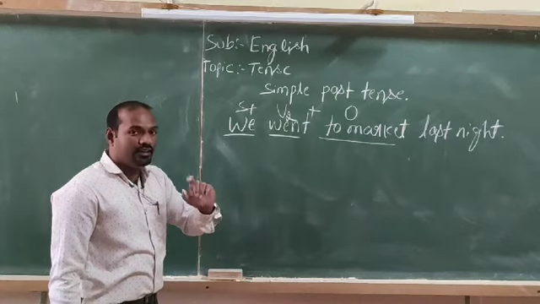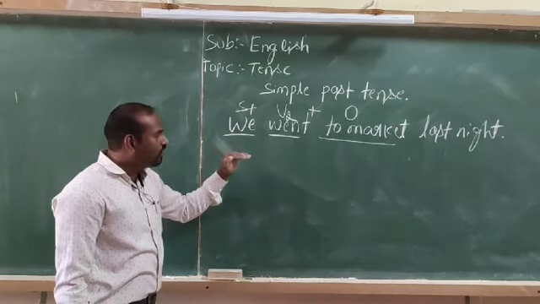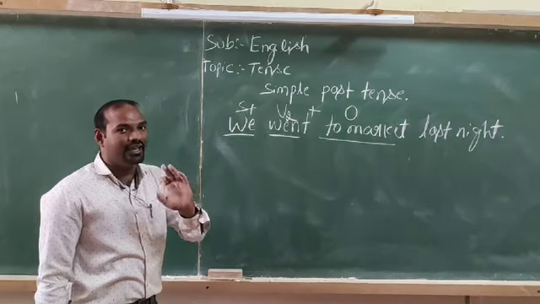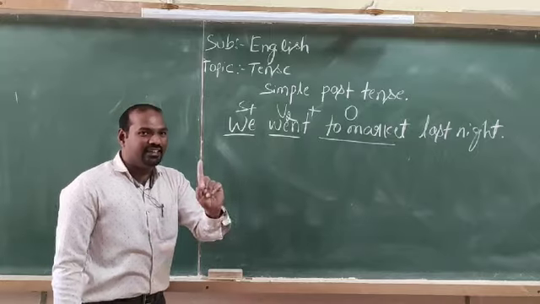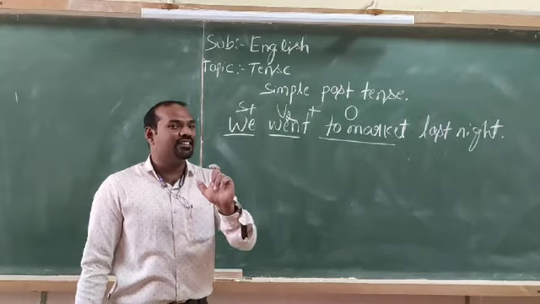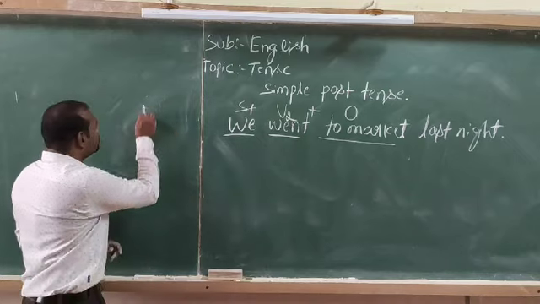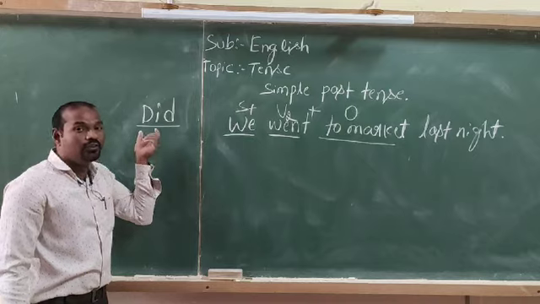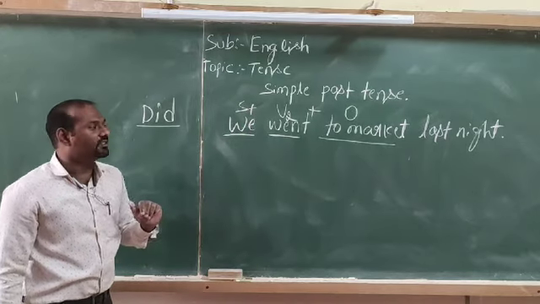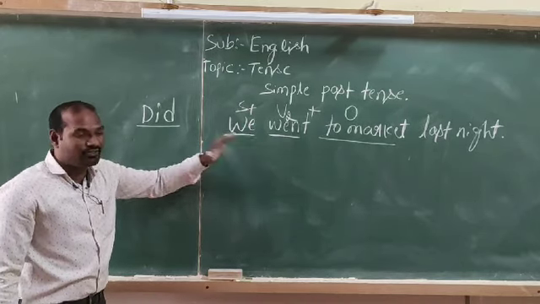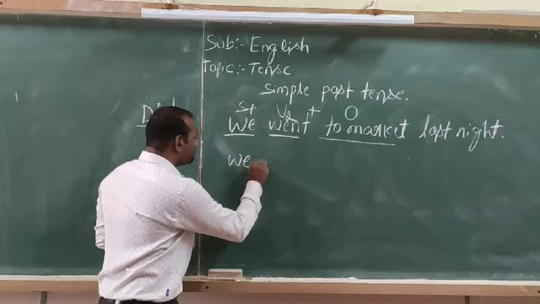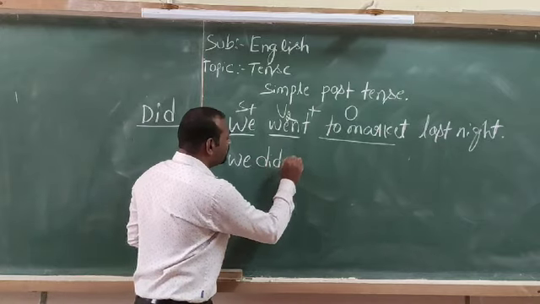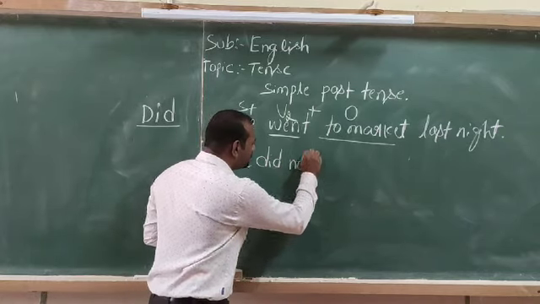Dear students, when we want to change the affirmative sentence to a negative sentence, we need to take help from the helping verb. In simple past tense, the one and only helping verb is did. Look, how to make a negative sentence right now: we, did is the helping verb, and for the negative sentence we need to add not.